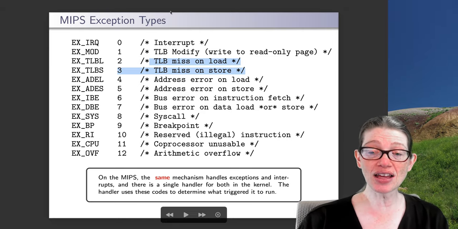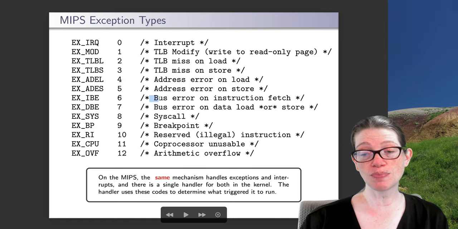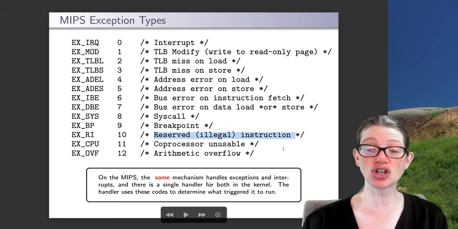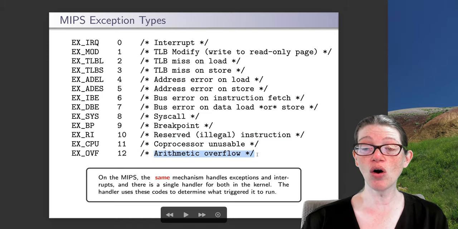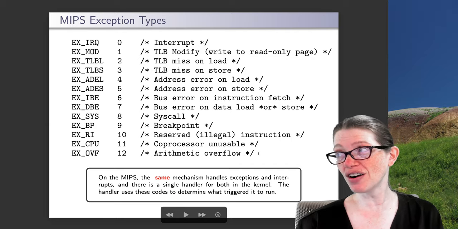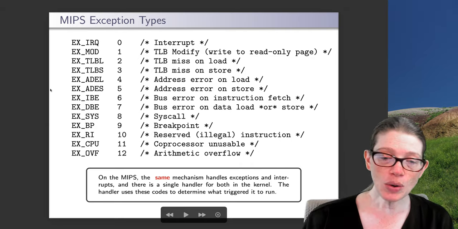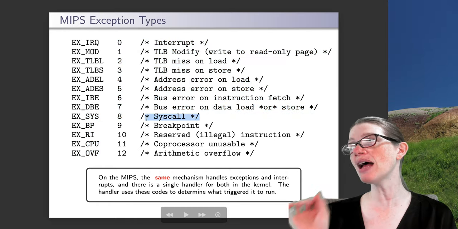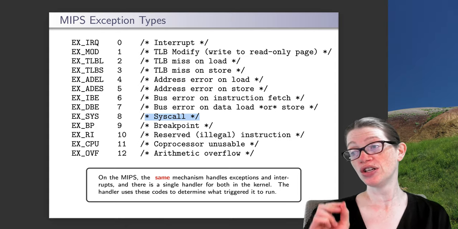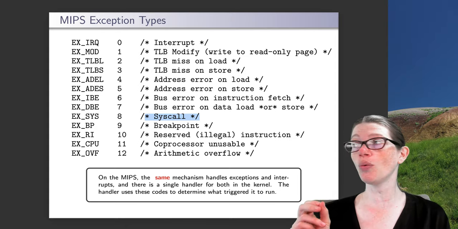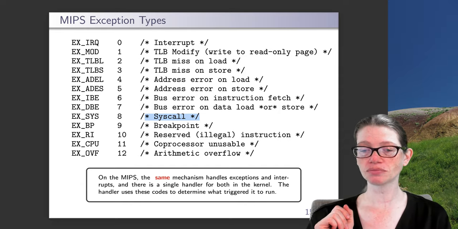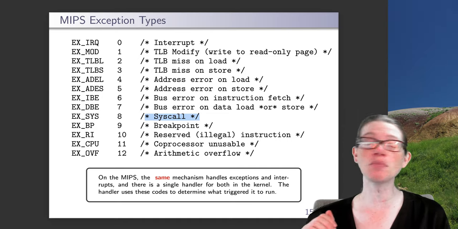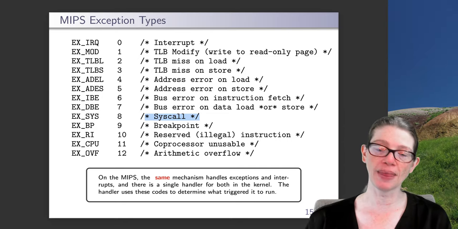There are other things like a bad address, which is a bus error, and then we've got things like breakpoints, illegal instruction, and arithmetic overflow. You see, you've got different exception codes for different kinds of things. The one we are going to use is this one here, number 8, syscall. This is an exception specifically used to indicate to the kernel that we want you to do something specific. I want you to open a file. I want you to fork a new process. We are going to raise an exception of this type to ask the kernel to do something.